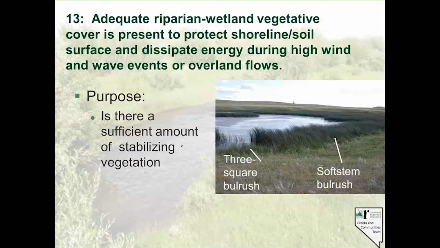So a sufficient amount of stabilizing vegetation. The soft stem and three square bulrush in this photograph are good stabilizing species, and we've got a large amount of coverage around this pond where the wave action would be, so that would be a yes. Here we've got some issues. You can see where the red circle is that we've got a breach in the dam.